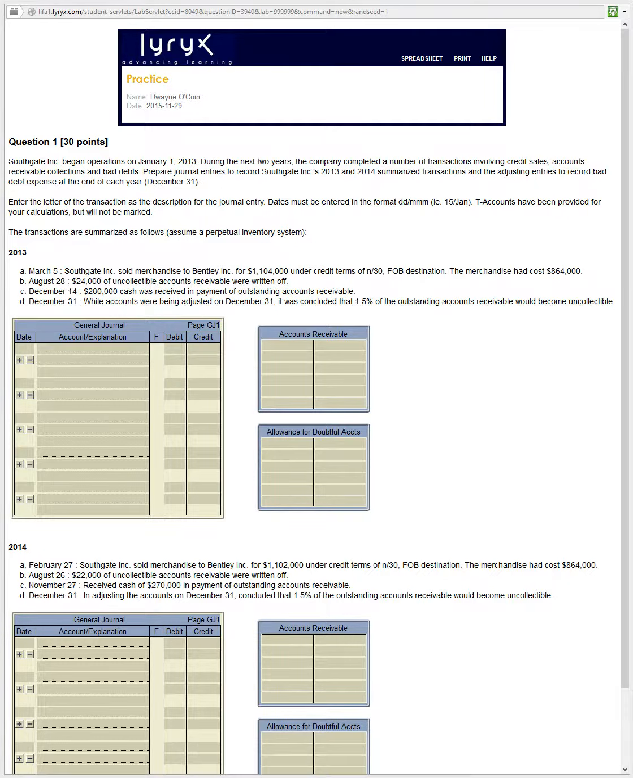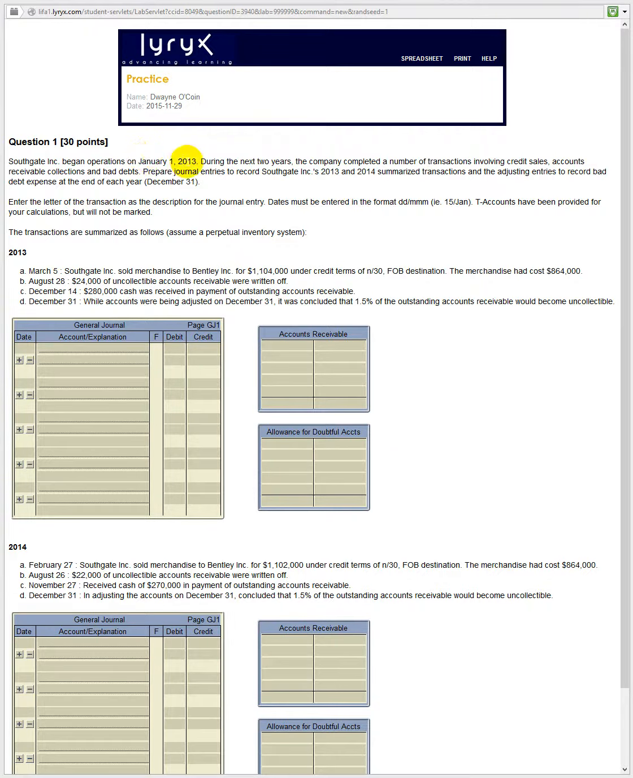Welcome back. We're doing Lab 7.4, question number 2. And we're recording some journal entries for accounts receivable and the allowance for doubtful accounts and bad debt expense. So we are supposed to use the letter of the transaction as the description. The dates are in normal format.